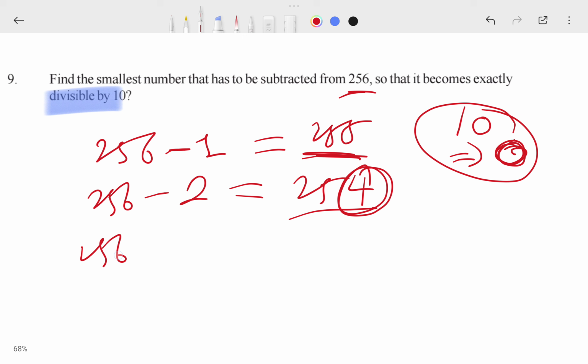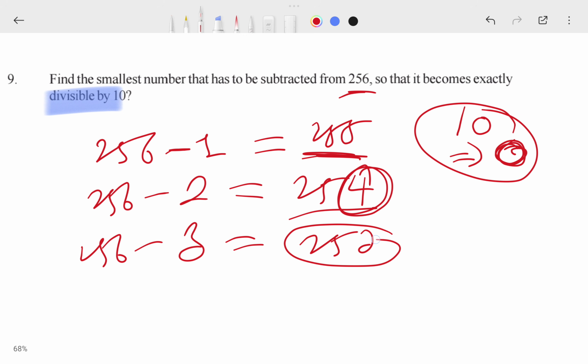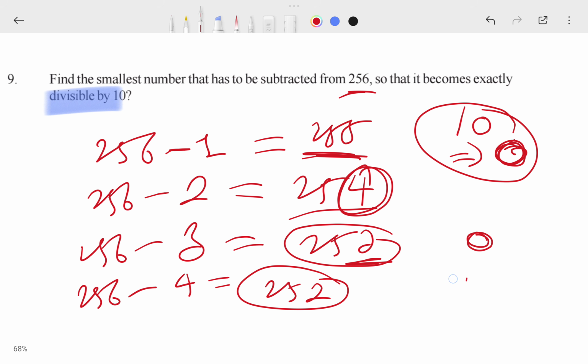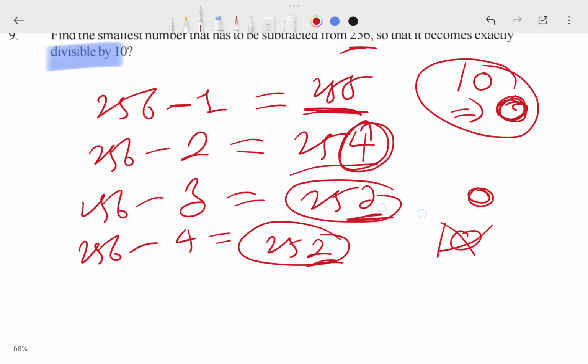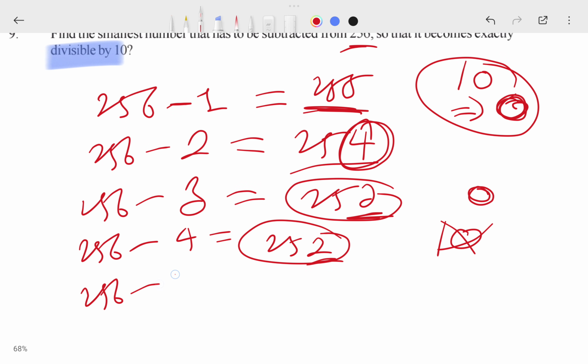So this is 256. If you subtract 3, is it divisible by 10? No, because the last digit has to be 0. Then it is only divisible by 10. If you subtract 4, is it divisible by 10? No, because this is 2, not 0. If you subtract 5, is it divisible by 10? No, because this is 1.